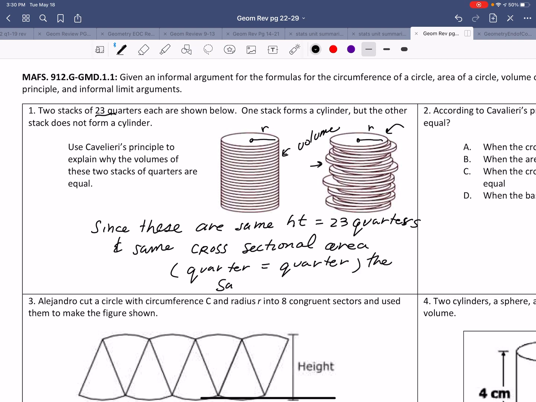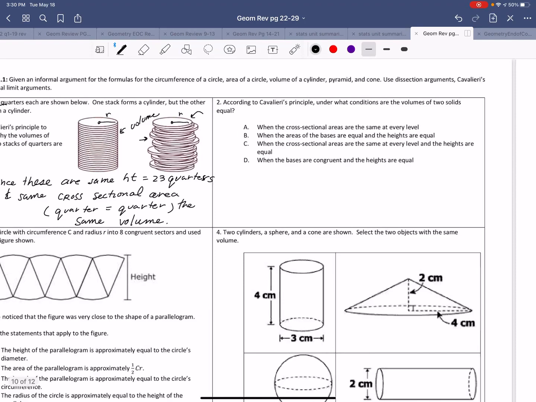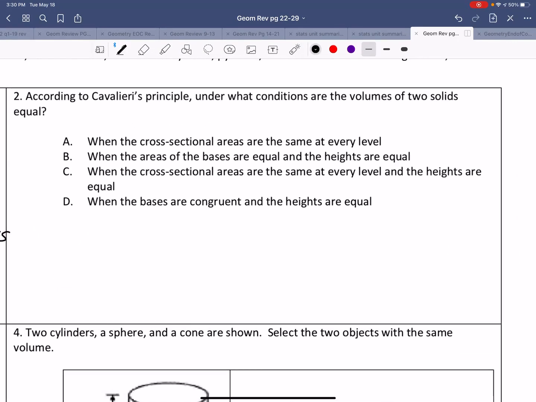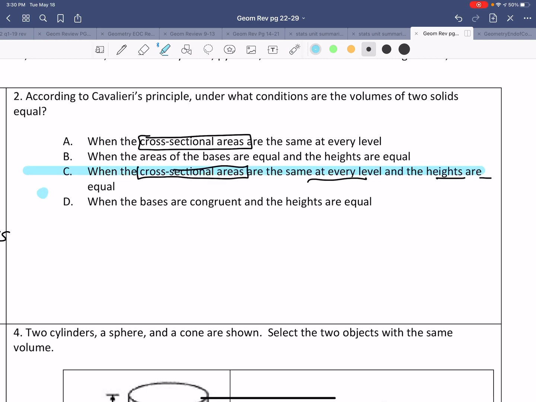Then they'd have to have the same volume using Cavalieri's principle. Cool. Question number 2. According to Cavalieri's principle, under what conditions are the volumes of 2 solids equal? When the cross-sectional areas are the same at every level, and the heights are equal. Yes, this was the principle we used on the other one. Okay.